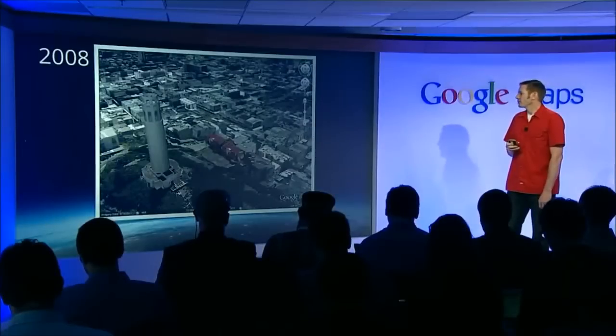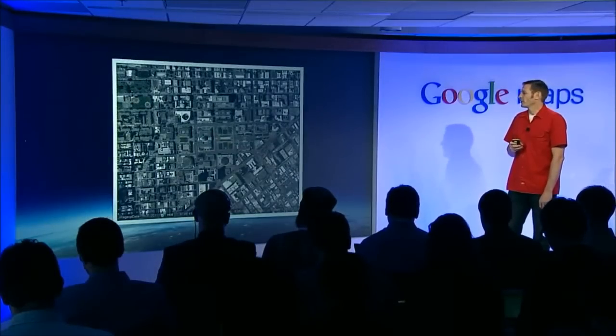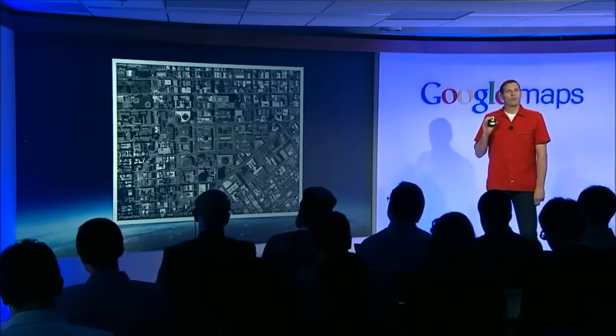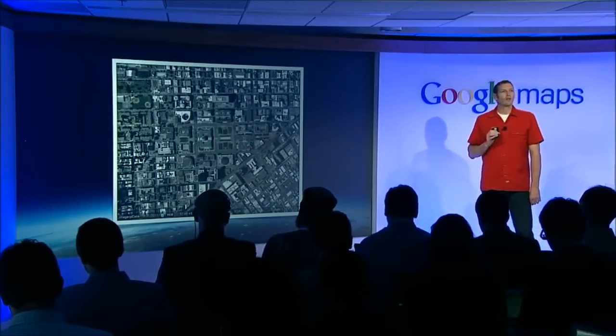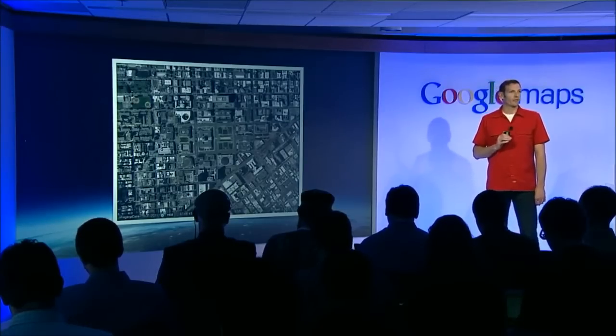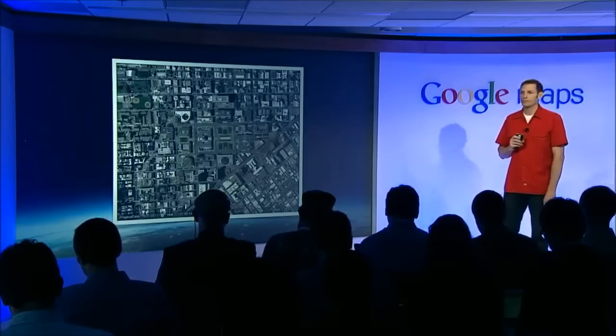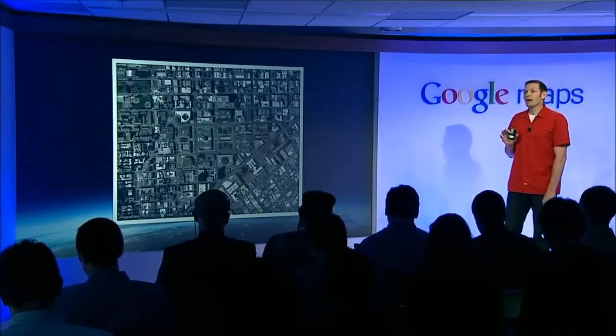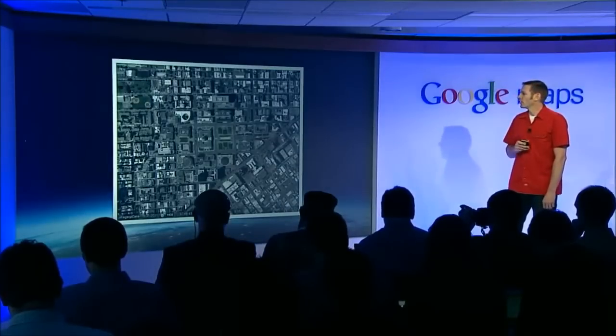So how are we going to go about doing this? What we're doing is we're using automated technology to extract 3D from aerial images. Now, this isn't a new idea. This is something we've actually been working on for a number of years. But the quality just wasn't really there to meet the standards for Google Earth. That is until now. So let me describe how this works.